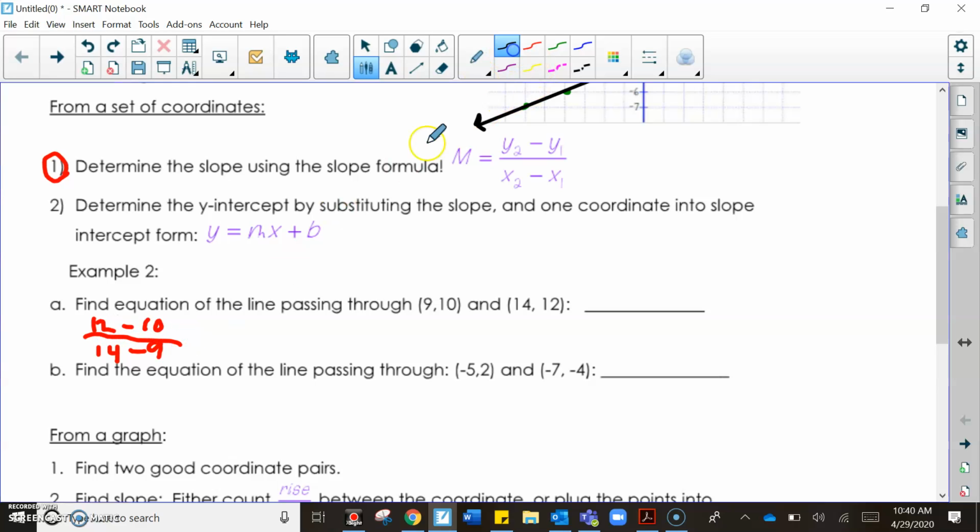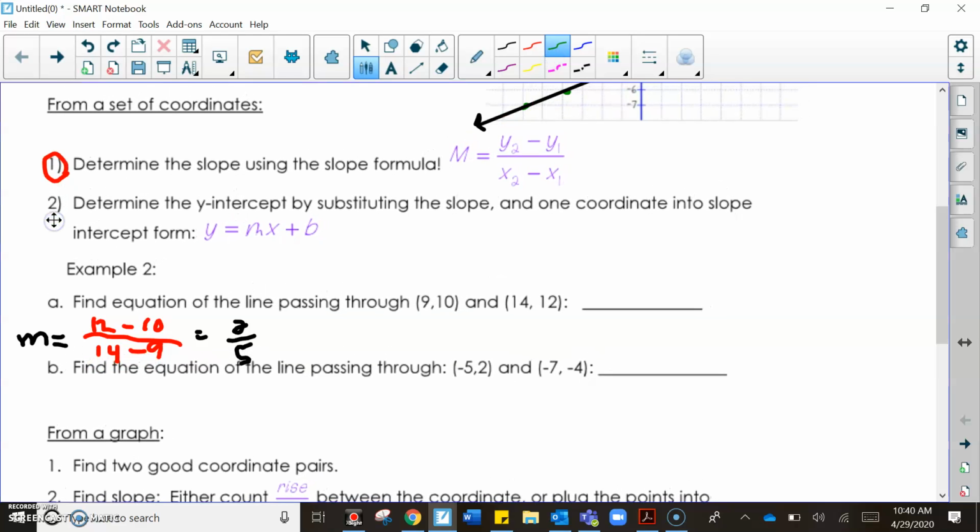Okay, so that's going to give us 2 over, let's see, 9, 10, 11, 12, 13, 14, 5. So that's my slope. Well, I'm going to use the second version here and find my y-intercept. So I'm going to say y equals mx plus b.